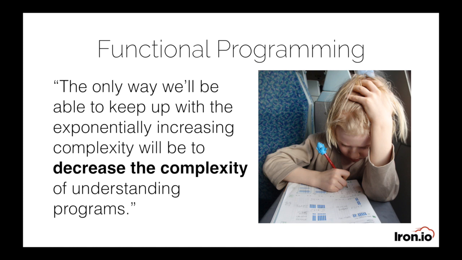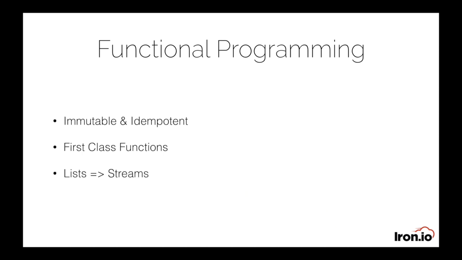Cool. So let's dive right in. What is functional programming? Well, as we mentioned before, it's a certain set of steps that allow you to decrease the complexity of understanding your programs. So the important bits that I think are worth sharing in a short cast like this are immutable infrastructure or immutable components and idempotent operations. And we'll dive into what those words mean in a second. First-class functions and higher-order functions, and lists and streams.